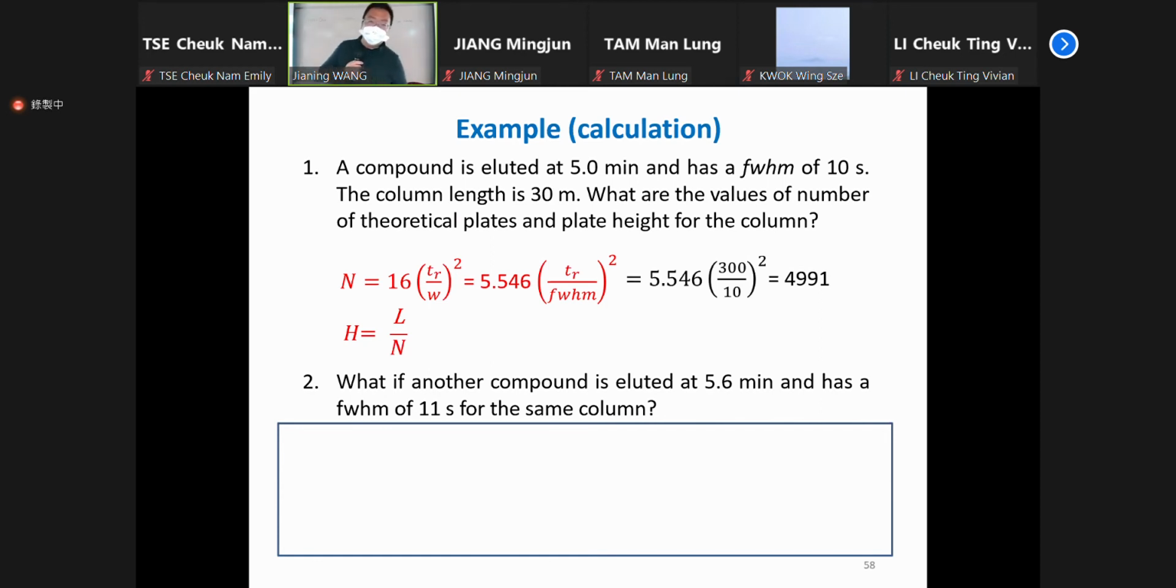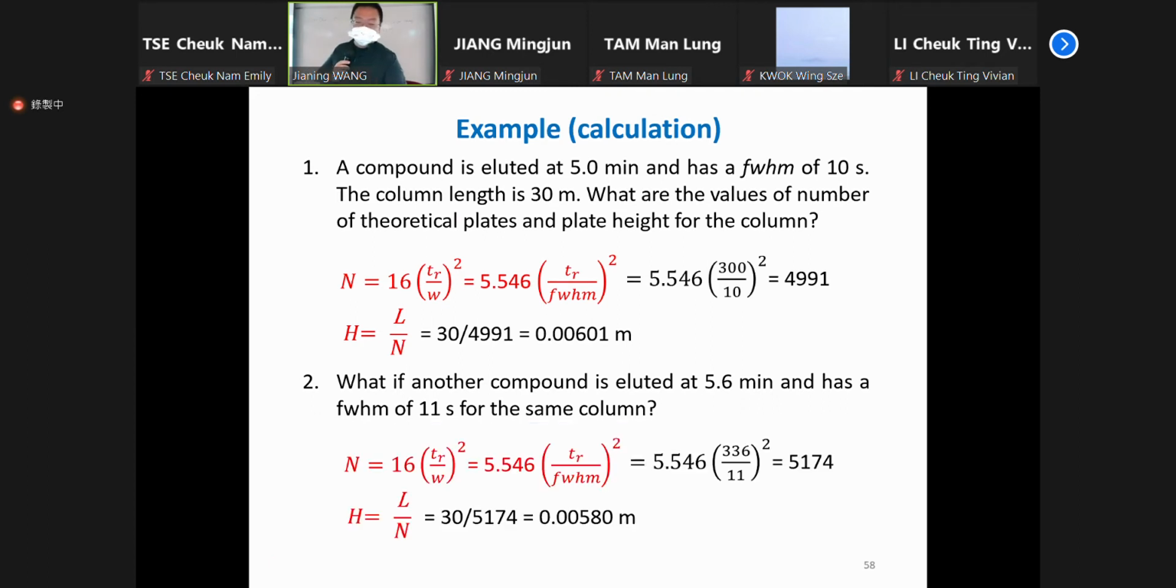So we have n, and also know the column length, we can get the h. So a larger n corresponds to a smaller h. So what if another compound eluted at 5.6 minutes and has a FWHM of 11 seconds? Right, it's quite easy, the same.